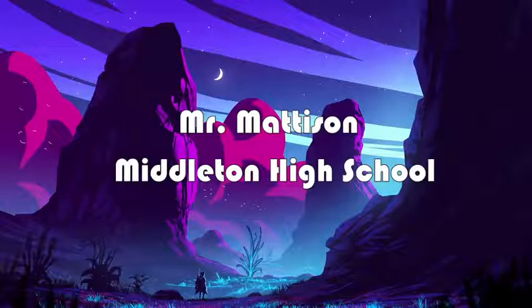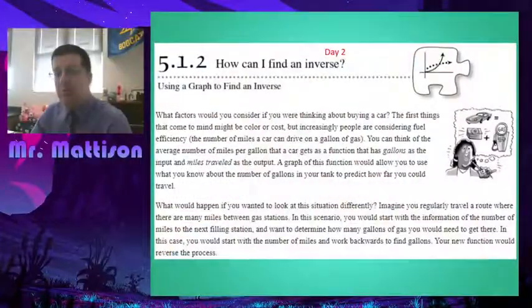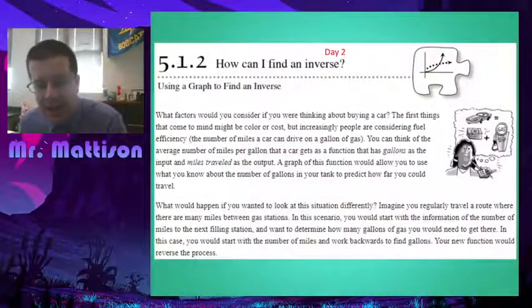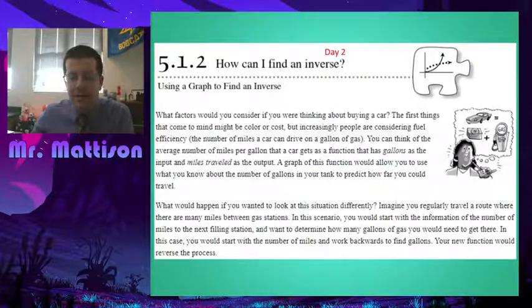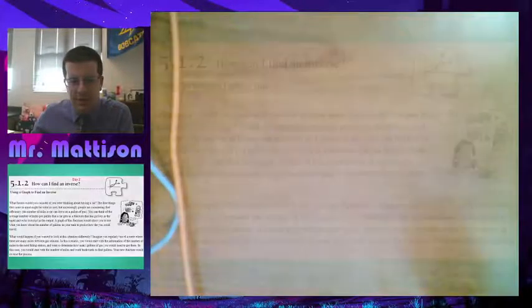Alright guys, this is Algebra 2, Day 2 of 512. So we're going to pick up where we left off last time. And we're talking about inverses, specifically the graphs of inverses.